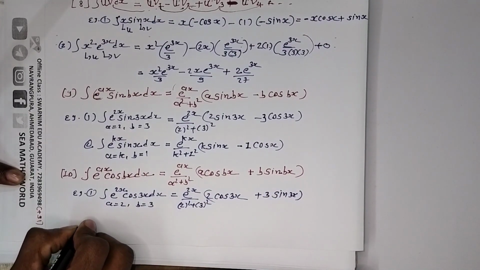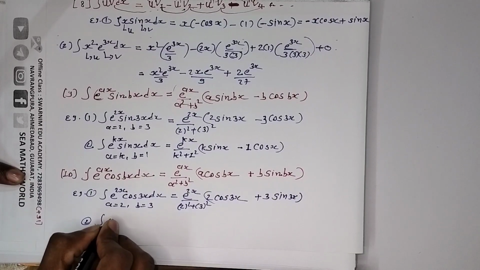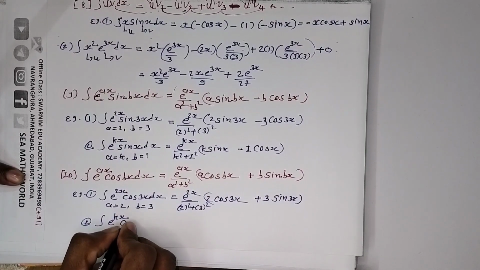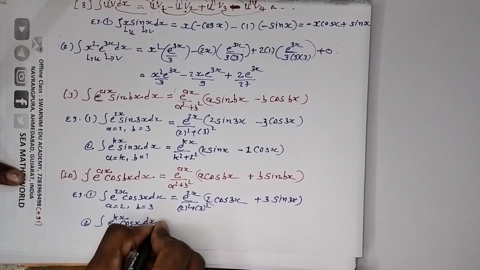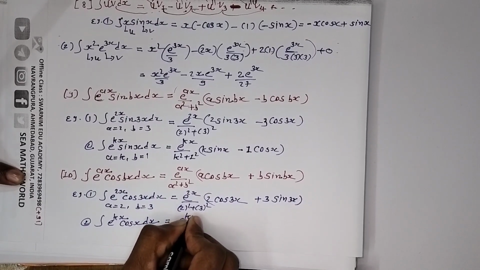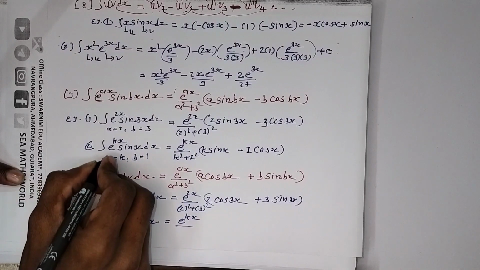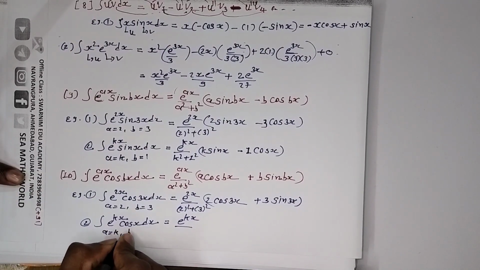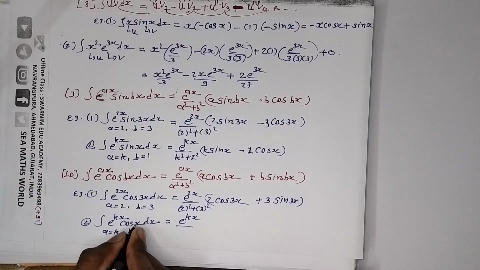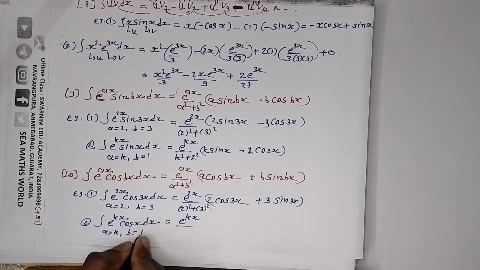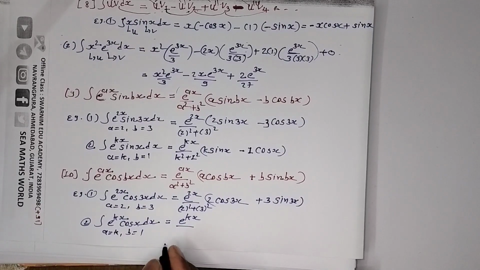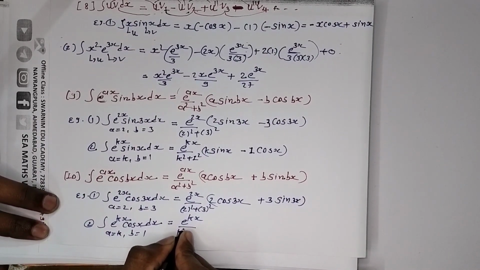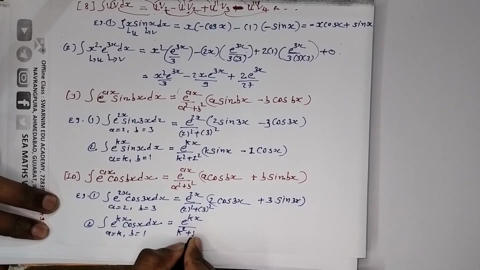Now the next example: e raised to kx cos x with respect to x is equal to e raised to kx. Here, as per the previous one, a is k. And b is what? Nothing, so we can take 1, because whatever the given multiple of x shall be your b. If it is 2x, then 2 will be b. So a square plus b square: a is k, b square is 1 square.